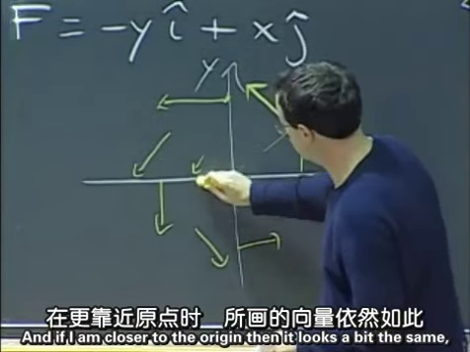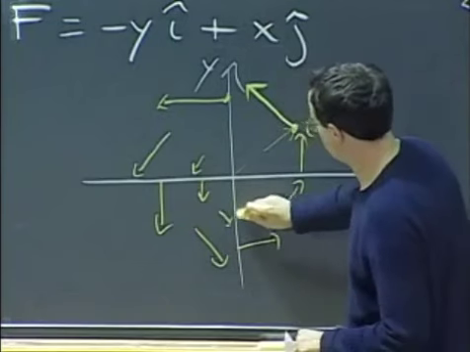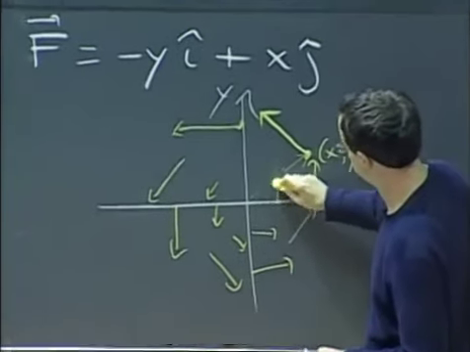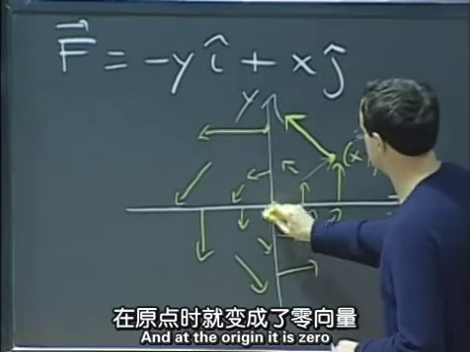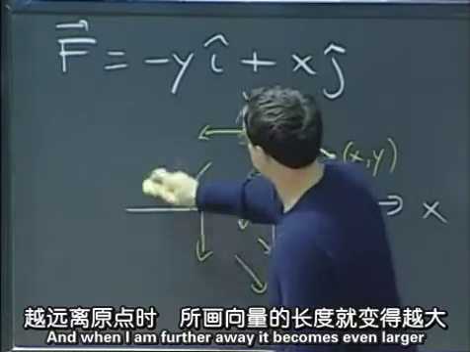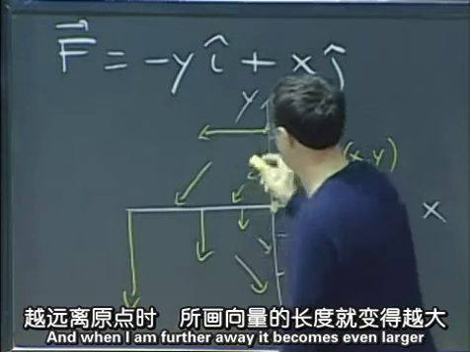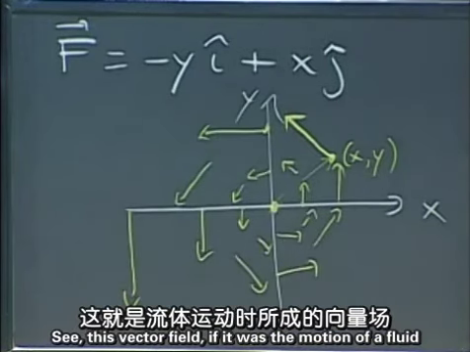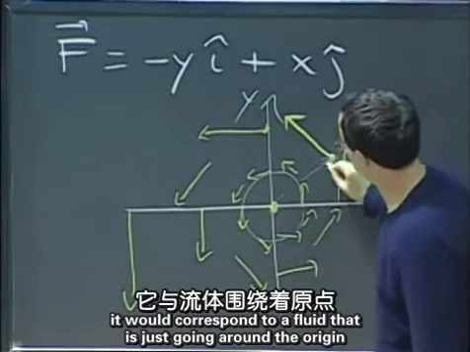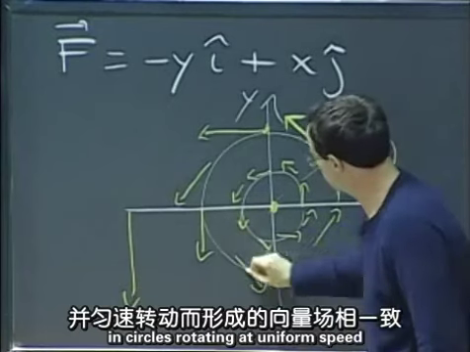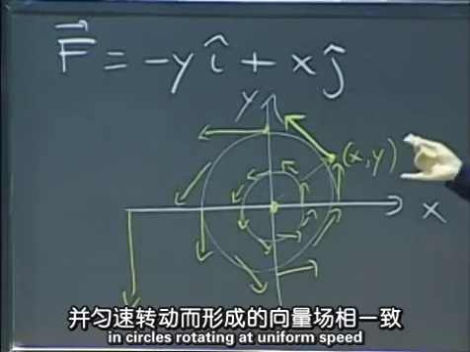And if I'm closer to the origin, then it looks a bit the same, but it's shorter. And at the origin it's 0. And when I'm further away, it becomes even larger. So see, this vector field, if it was the motion of a fluid, it would correspond to a fluid that's just going around the origin in circles, rotating at uniform speed.